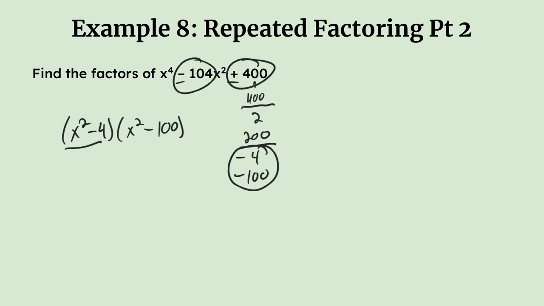Then both of these are difference of squares. So we would have (x plus 2)(x minus 2)(x plus 10)(x minus 10).